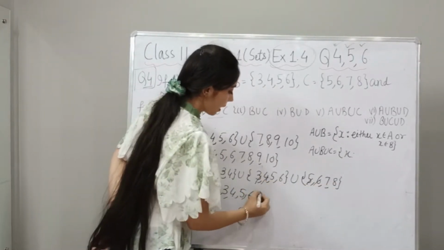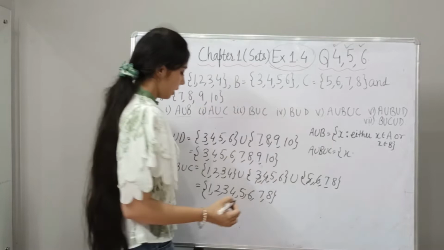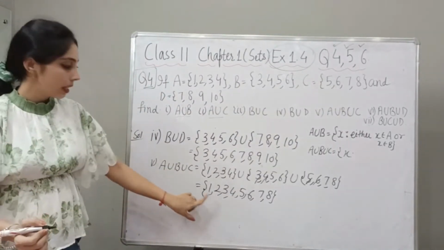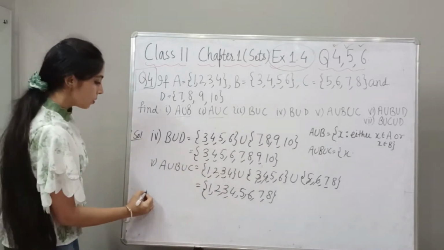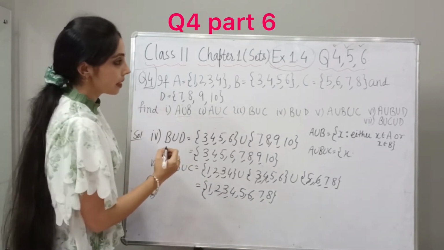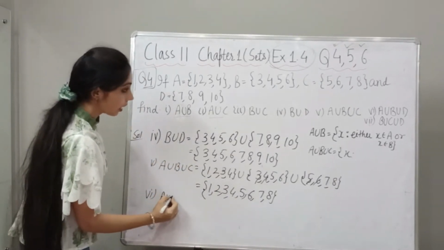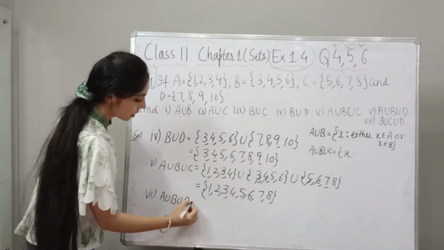So we will write 7 and 8 only. So A union B union C is 1, 2, 3, 4, 5, 6, 7, 8. Okay. So what about part 6, which is A union B union D?